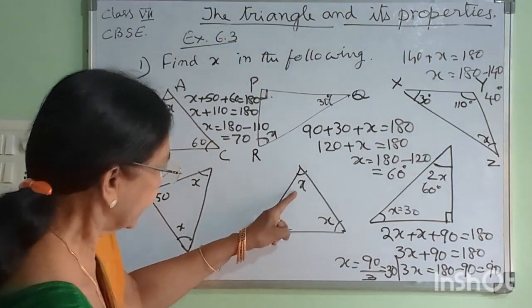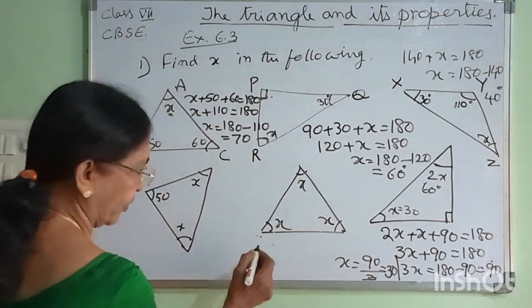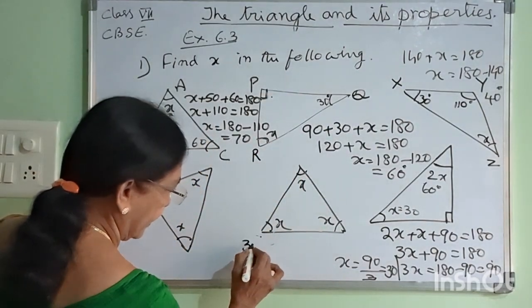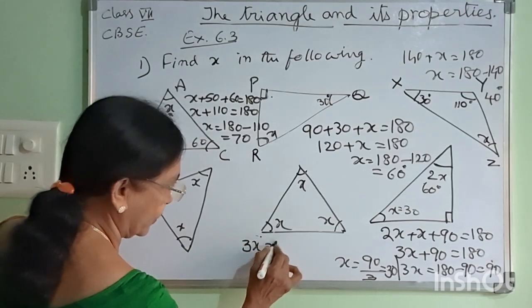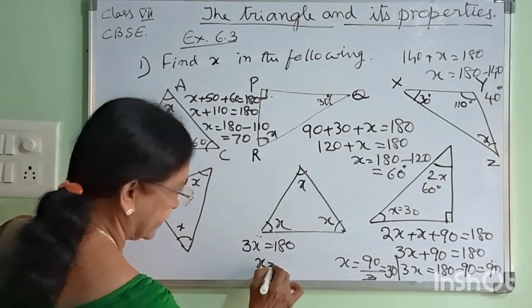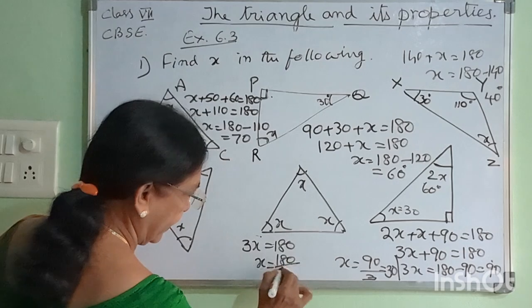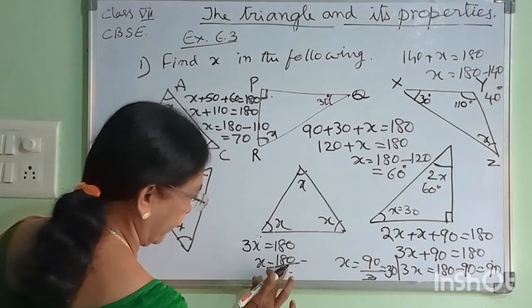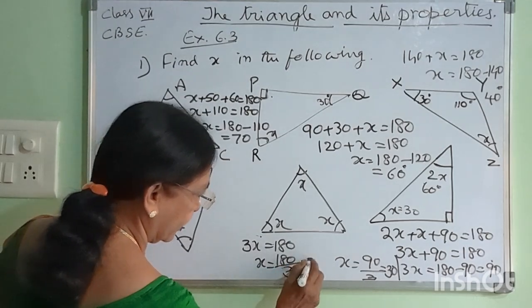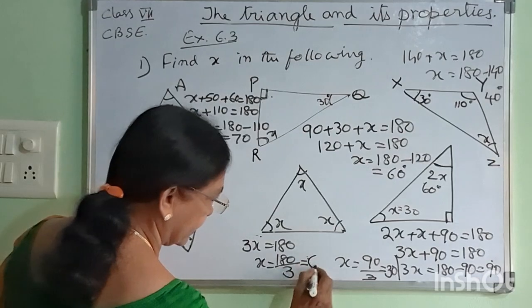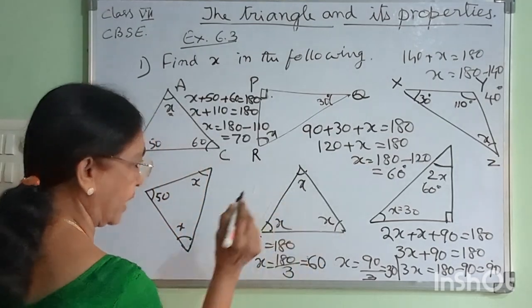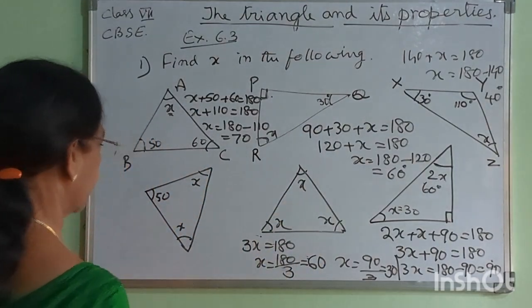Next, here, three angles are equal, x. Therefore, x plus x plus x, 3x, is equal to 180 degrees, or x is equal to 180 by 3, that is equal to 60 degrees. Each angle is equal to 60 degrees.